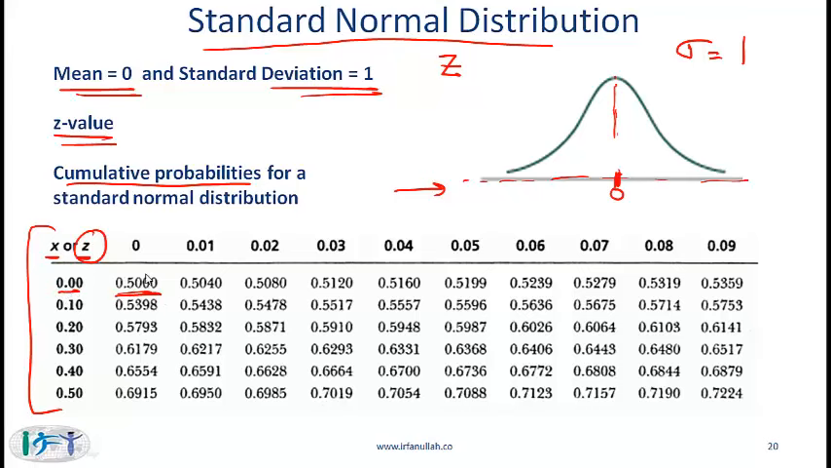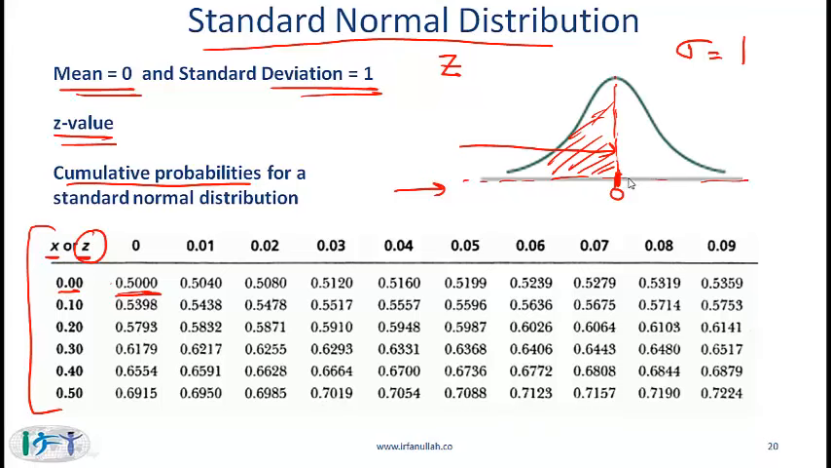And this should make sense. Given that the distribution is symmetric, that means that half the data will be to the left of the mean. So the cumulative probability for a z value of 0 must be half of 1, which is 0.5.